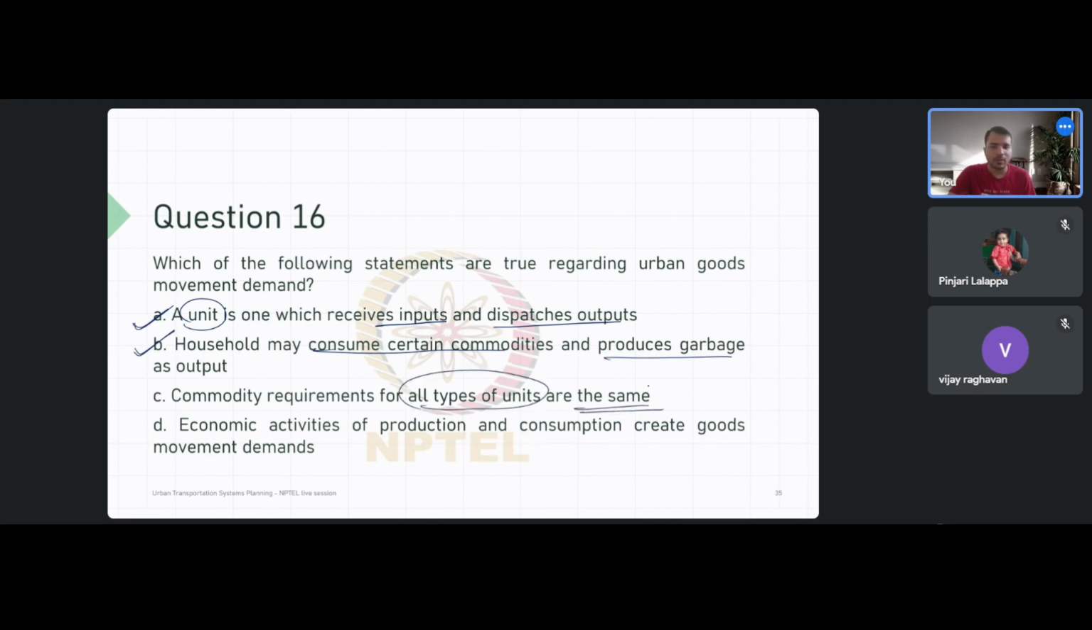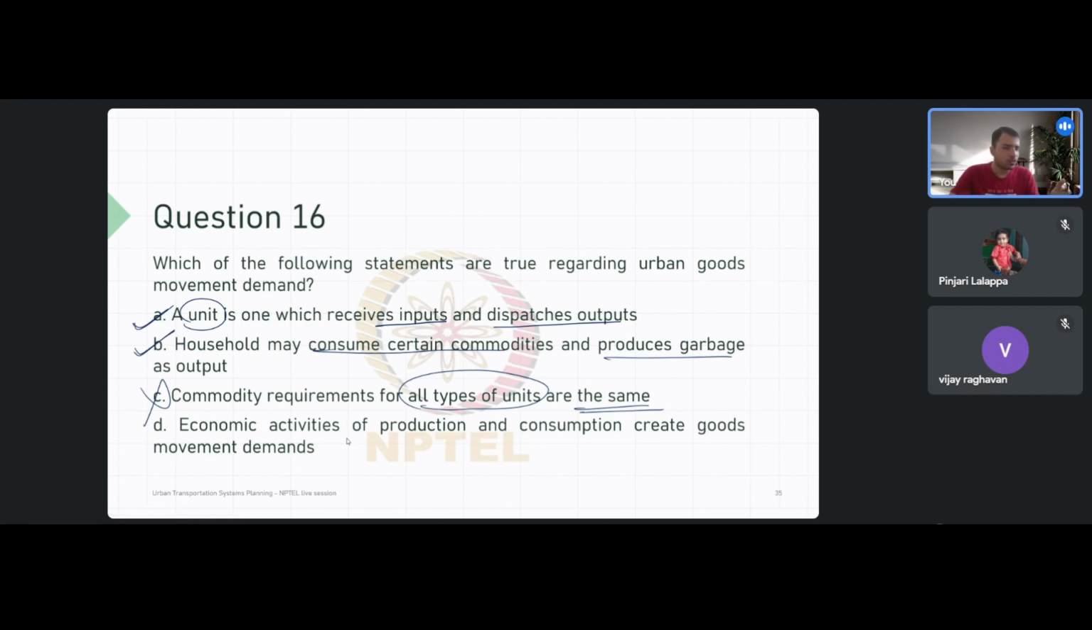So, commodity requirements for all types of units are same. This is not true because depending upon what is the unit, commodity requirements can change. If it is a mobile phone store, they don't need a truck. Even a small light commercial vehicle can suffice. But if there is an industry where it needs cement, a small LCV may not be enough. It will need a truck. So depending upon the type of unit, commodity requirements change. The type of vehicle will change. So the goods movement will change. So we can remove C. Then economic activities of production and consumption create goods movement demand. See, wherever goods will get consumed or produced.